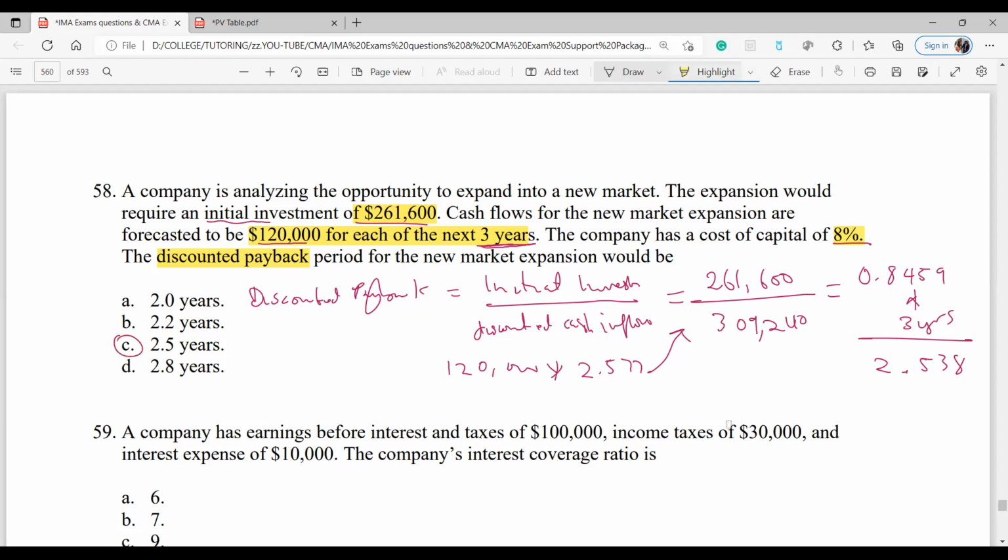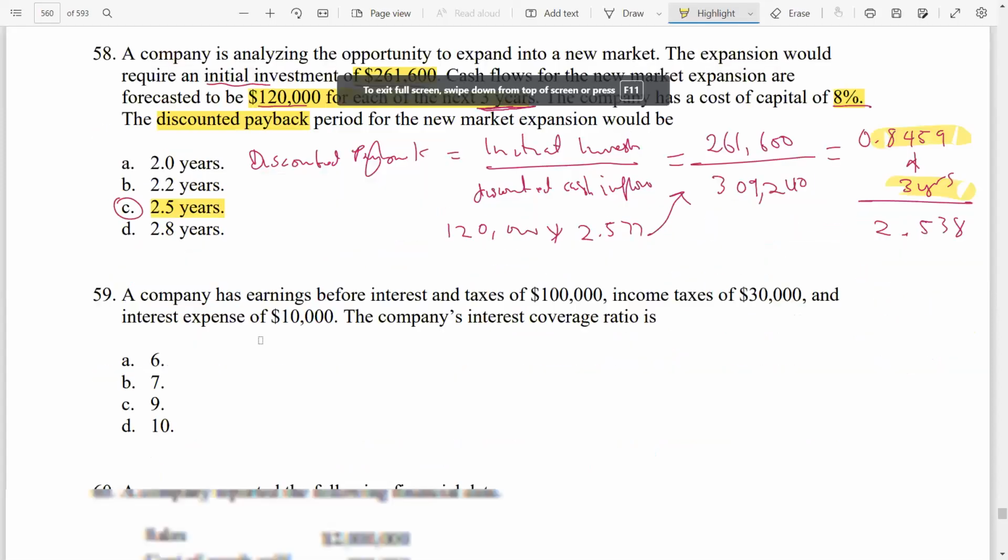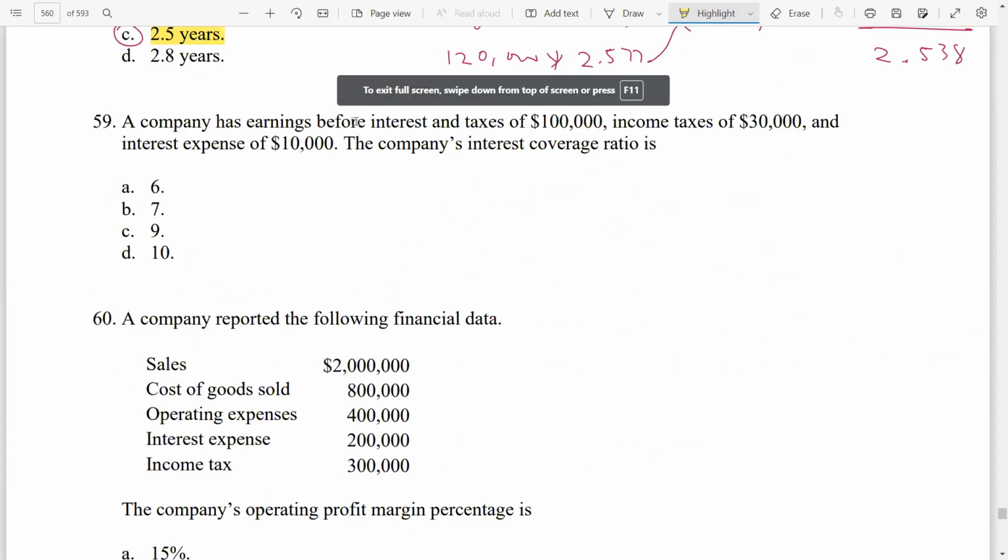So the correct answer here is C, 2.5 years, because it's going to take us 80% of the whole 3 years to recover the initial investment. That's why we multiply it by that and to get 2.5 years. Good. So let's move on to the next question, which is question number 59.